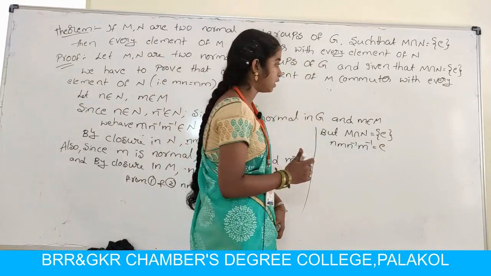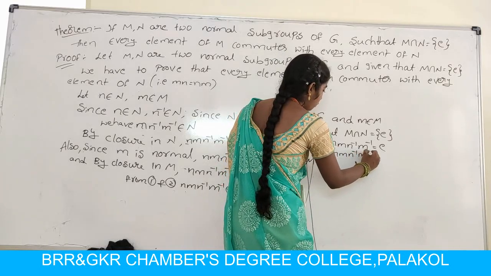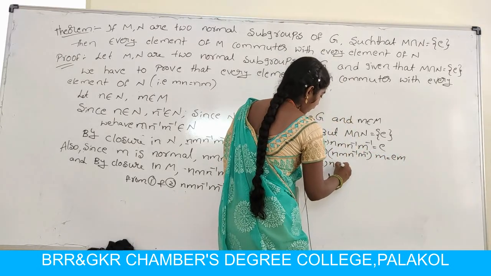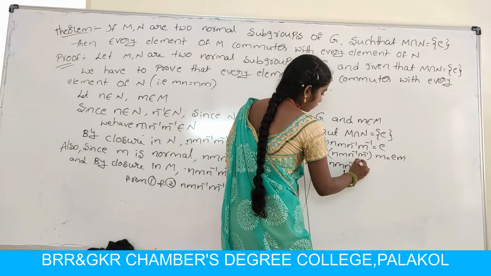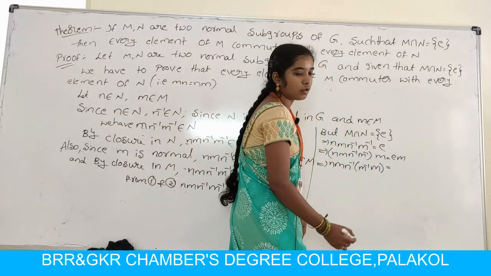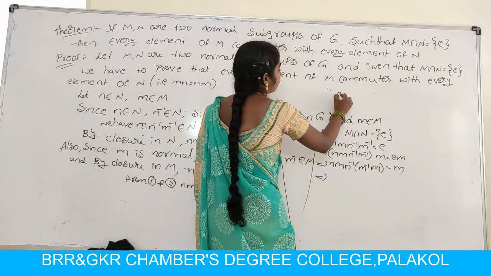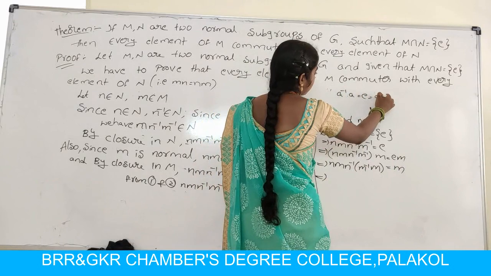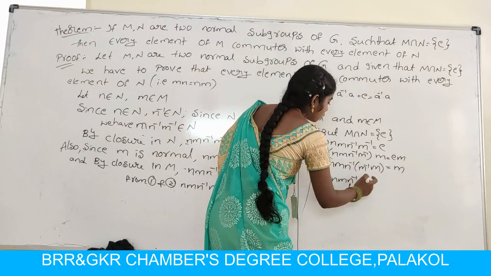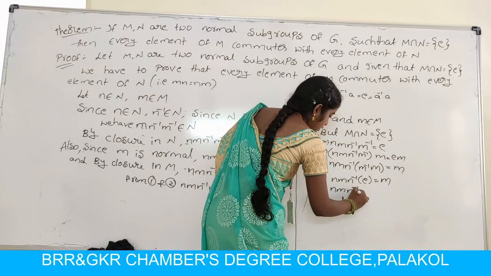So multiply on both sides by M. M into M inverse is the identity element. Changing the brackets, n inverse M inverse into M equals EM. E is the identity element, so the value is M. Next, M inverse into M, already you know that A inverse into A is E. So n inverse equals M.